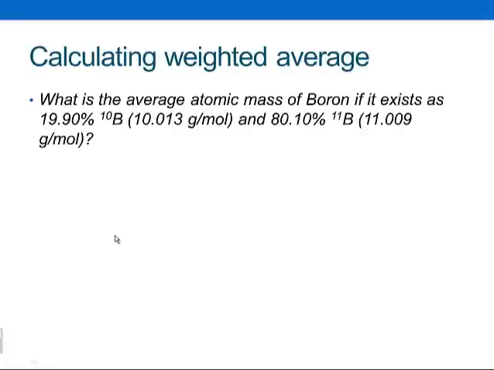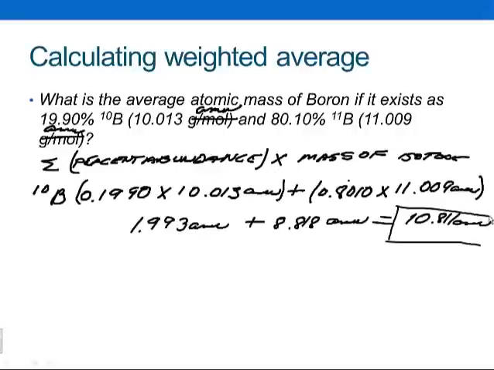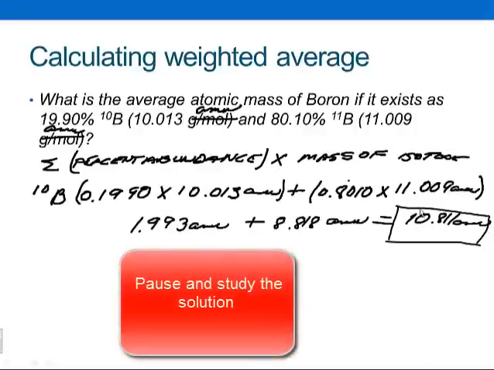What is the average atomic mass of boron? If it exists in 19.90% of 10.013 grams per mole, and 80.10% of 11.00 grams per mole, multiplied times the mass of the isotope. And I'm going to put, in order not to confuse you, I'm going to make these AMUs. The weighted average that is listed on the periodic table corresponds to the answer that we got for the problem.